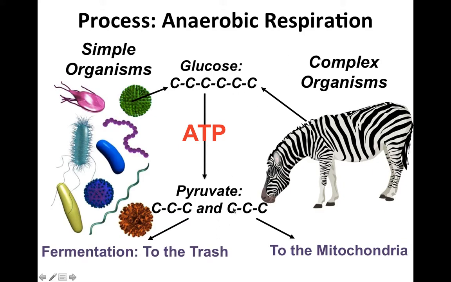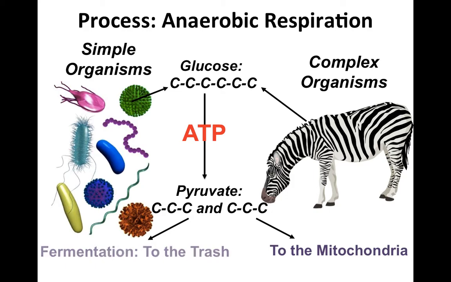We break the glucose down into pyruvate and make 1 ATP. That's not enough for us. So we're going to ship it to this handy organelle that we have, known as the mitochondria. These guys can't do that because they don't have a mitochondria. Just kind of an FYI type thing.